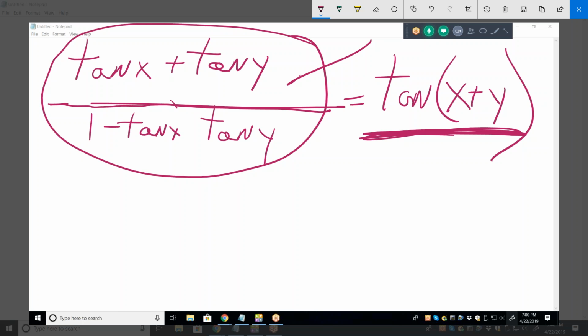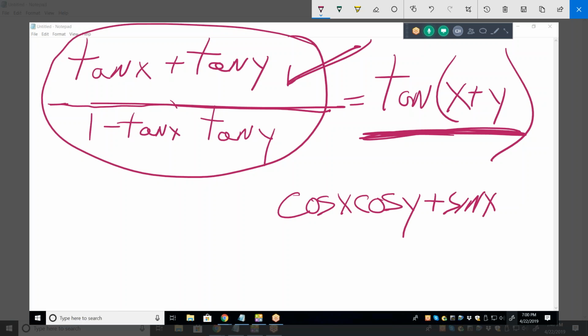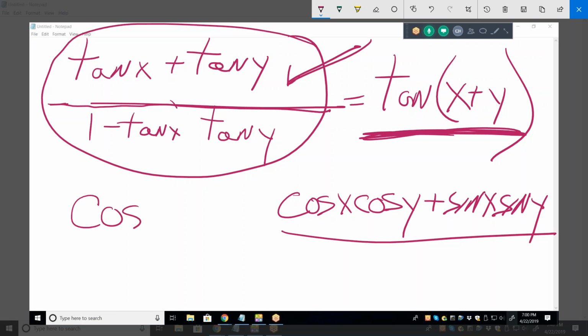So what they've given you is the identity, only you need to be able to go both ways on these things. In other words, if I told you, what is this? Cosine x cosine y plus sine x sine y, what's that equal to? Isn't that cosine of x plus y? Minus y. Remember, on the cosine one, it's opposite. On the sine one, it's the same.